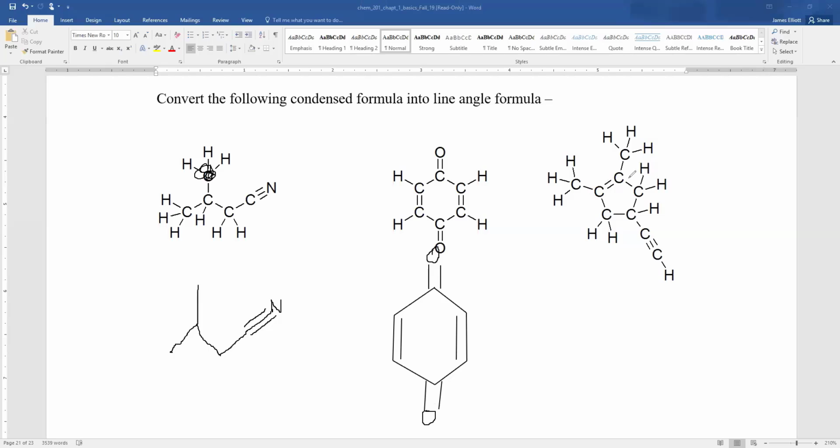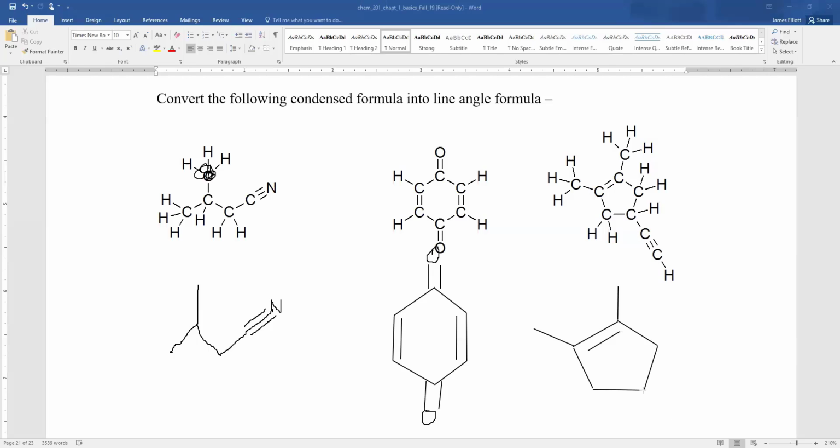And the last one, I'm going to start with the 5-membered carbon ring. There's a double bond there. Methyl group CH3 there. One there. And an acetylene link down there.